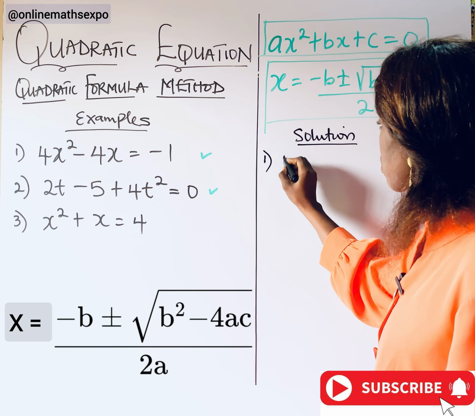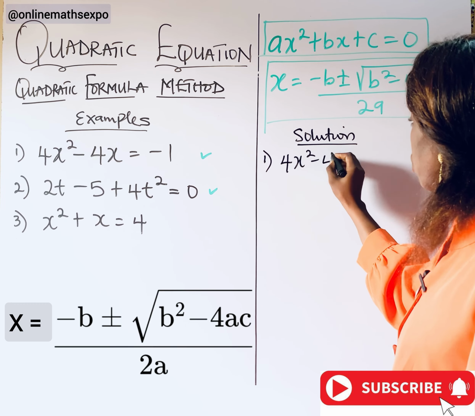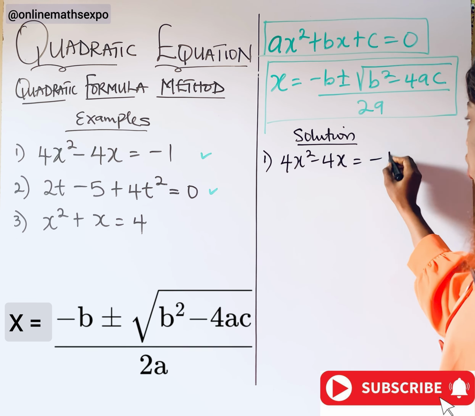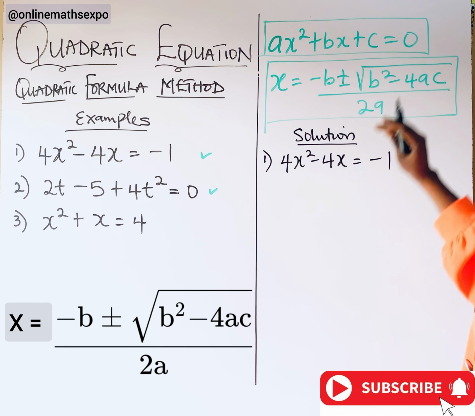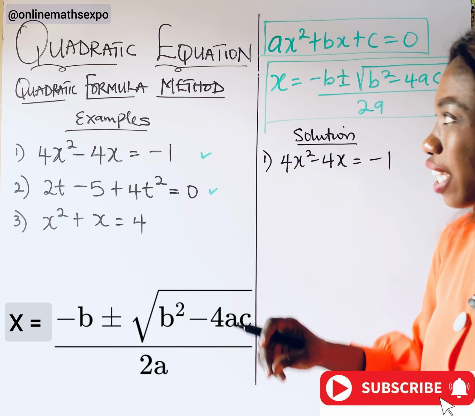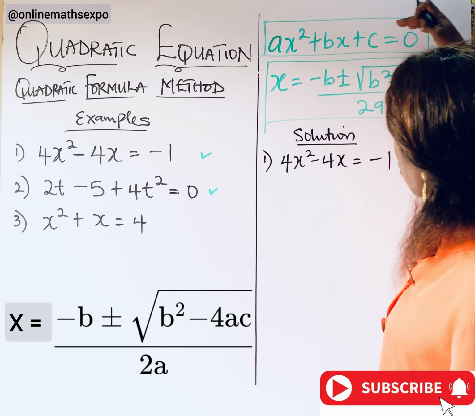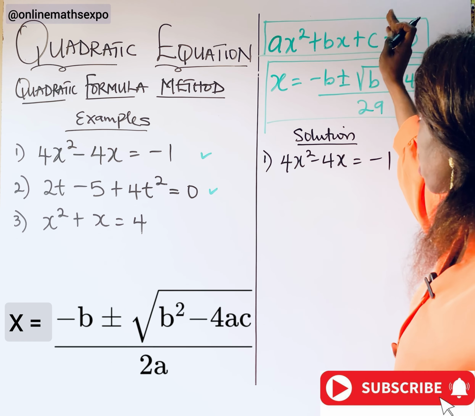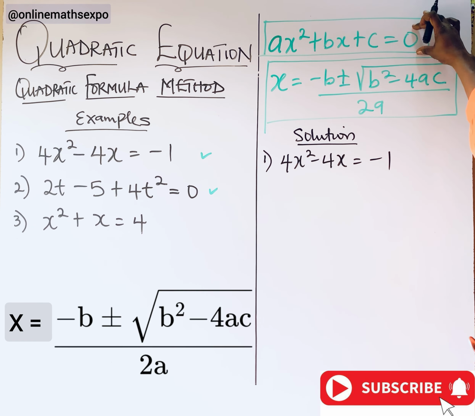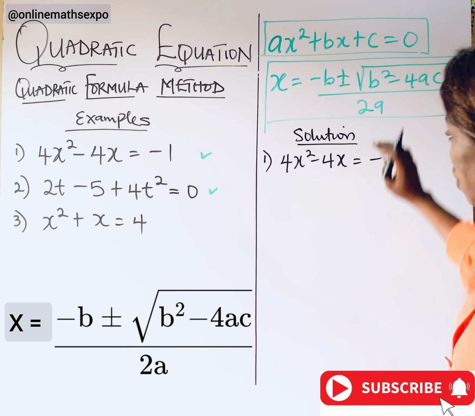Now what we have there is 4x squared minus 4x is equal to negative 1. Please, you have to be careful. For you to use this formula, you must make sure that the equation is in this standard form. But when you look at this, you see it's not in this form, because everything should be equal to 0. It's very important. So what do we do?